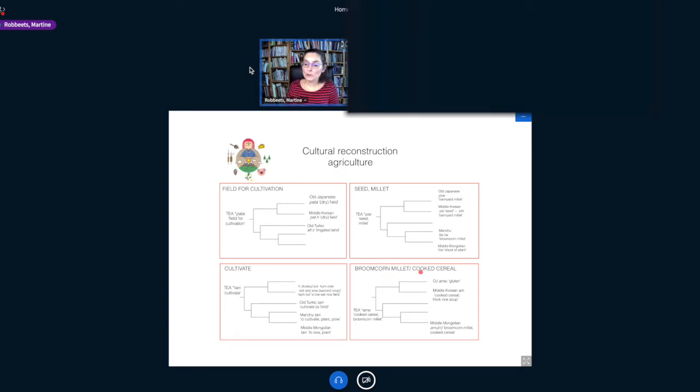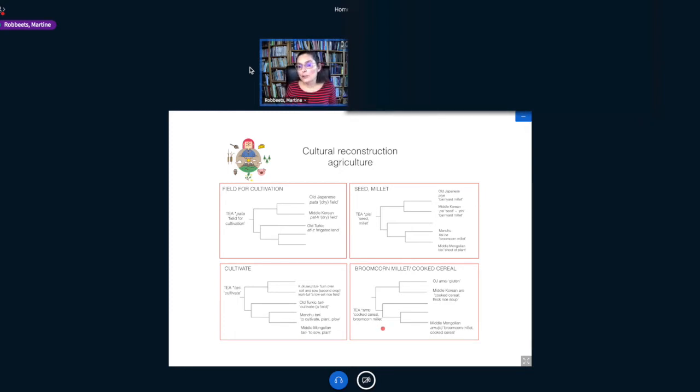And there's also a kind of produced millet porridge or a cooked cereal. In Old Japanese, ame, gluten. I don't think the word is present in contemporary Japanese, but it is in many Ryukyuan dialects. Then you have Middle Korean am for cooked cereal, thick rice soup, and you have a Middle Mongolian amun for broomcorn millet or cooked cereal. So all these words probably go back to an amme in Trans-Eurasian for cooked cereal or broomcorn millet.